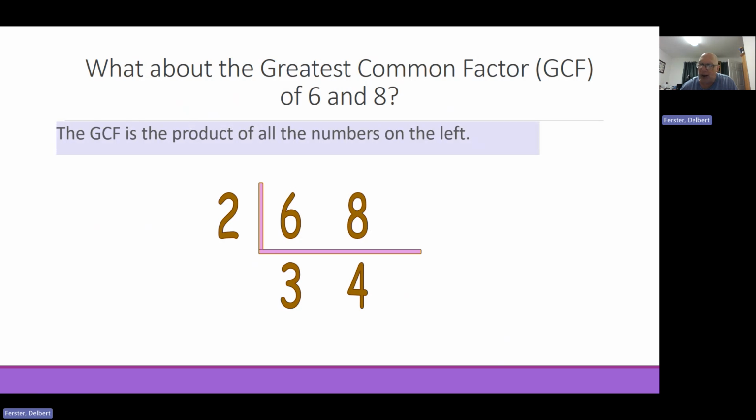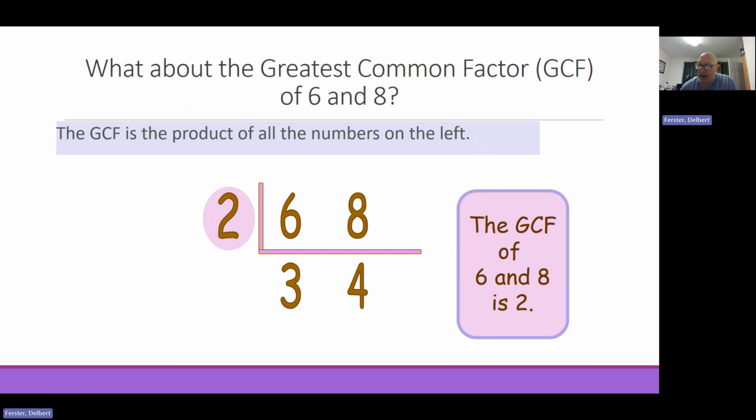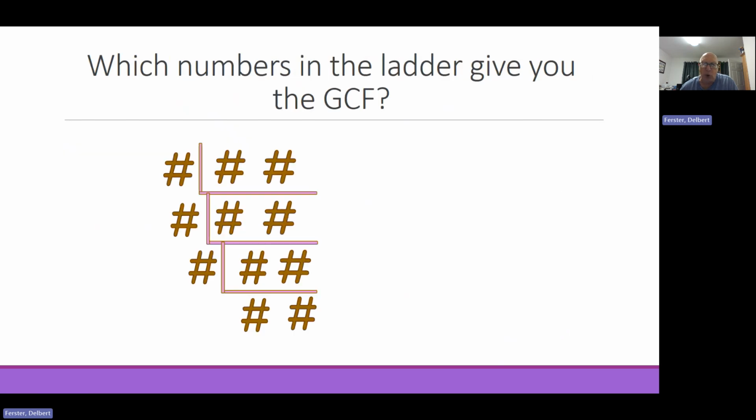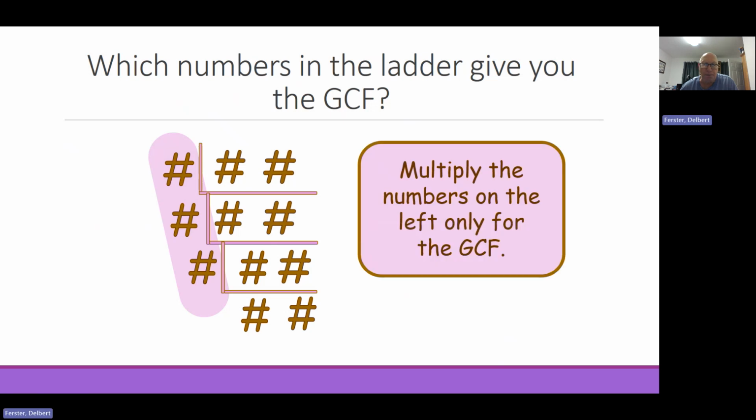It says we're going to do the product of all the numbers on the left, but it's kind of hard to do a product of just one number. So in this case, the GCF of 6 and 8 would just be the 2. If we had more factors on that left side edge, if our ladder had more rungs, we would have had more things to multiply together. Hopefully we'll get to see that on another example here. So again, the GCF is found by multiplying only the numbers on that left edge. There you go.